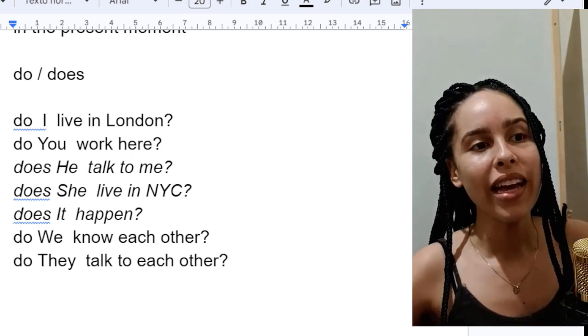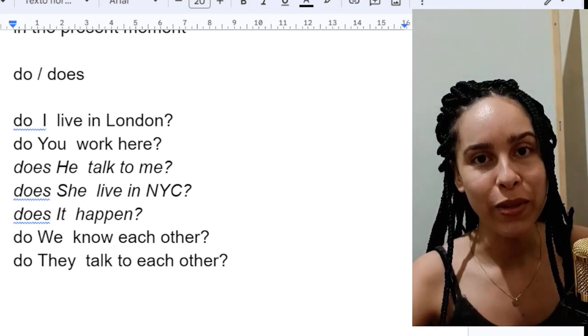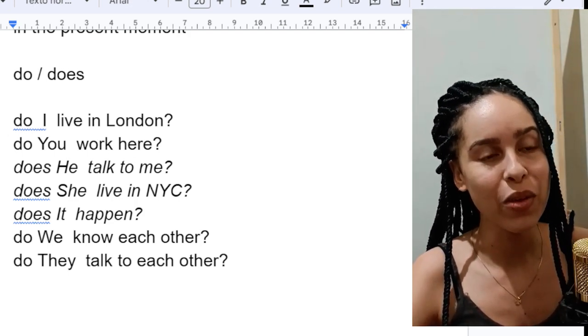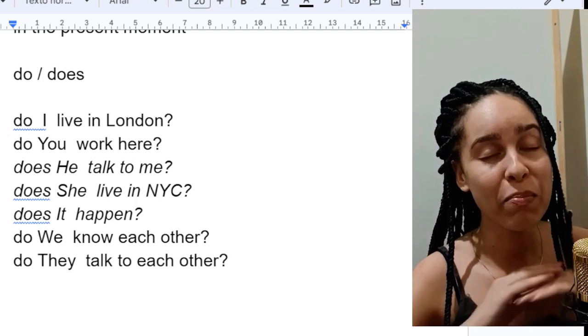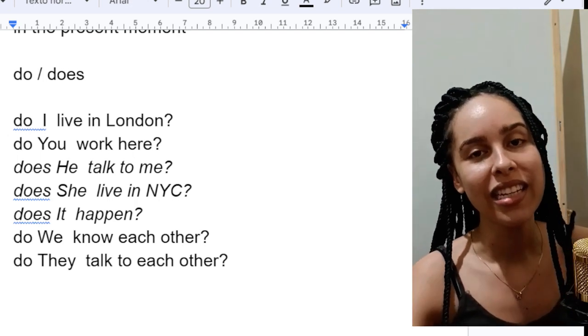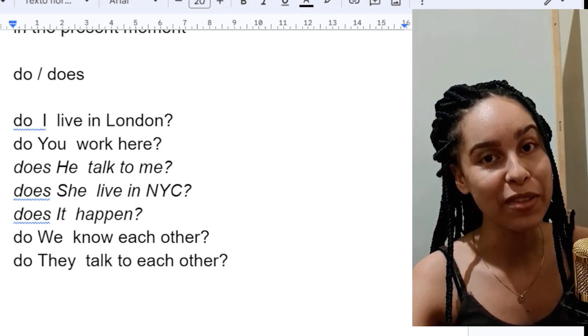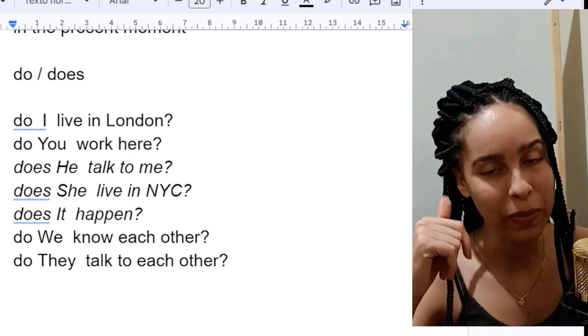Okay, so this is all you have to know about the simple present in English. It's always useful because this is the most used tense in English, okay? It's something that's always true and it's a fact. It's in the present moment, okay?